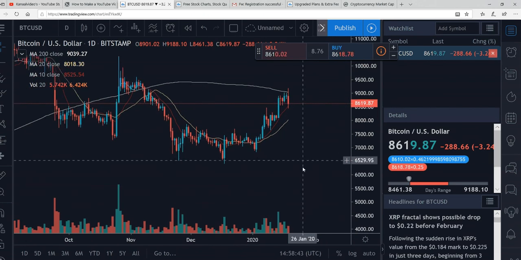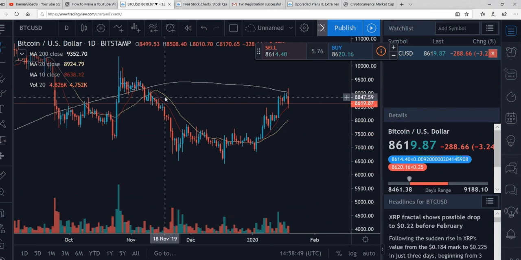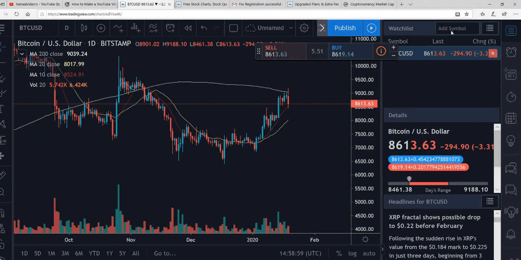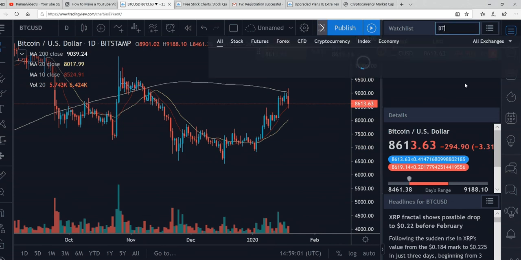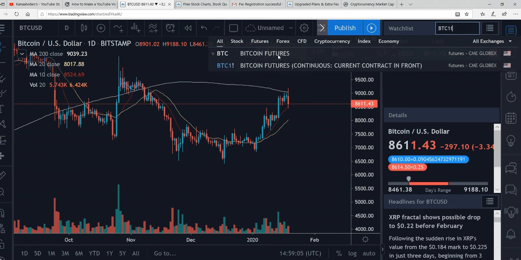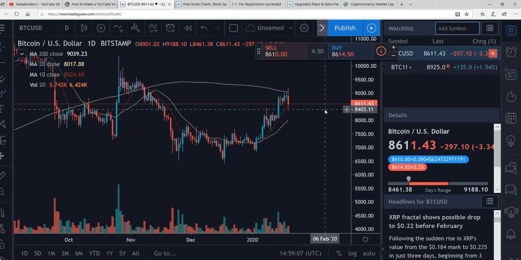Okay, so we have the moving averages over here. We have the volume over here. What next? Okay, let's make a list of the most important charts I find personally very important. So of course, the first one is Bitcoin on Bitstamp. Then we have the CME futures. The CME futures are also a good chart to keep an eye on.